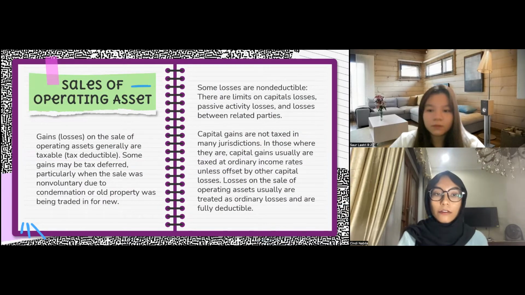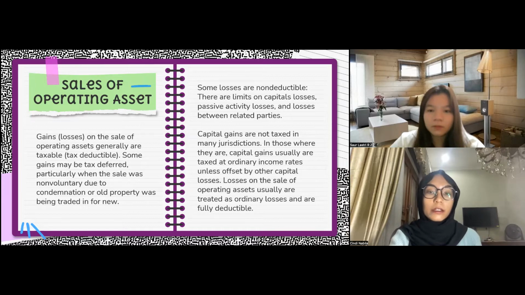Next is sales of operating assets. Gains or losses on the sales of operating assets generally are taxable or tax deductible. Some gains may be tax deferred, particularly when the sale was involuntary due to condemnation or the old property was being traded for new. Some losses are non-deductible. There are limits on capital losses, passive activity losses, and losses between related parties.